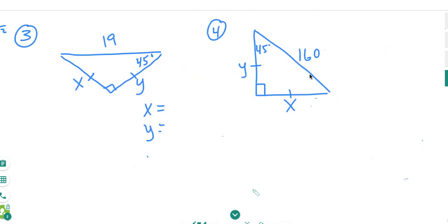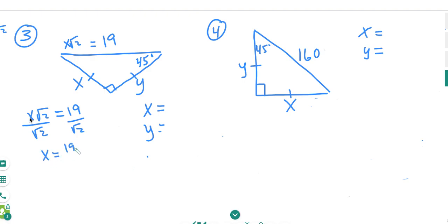Now here we've been given the hypotenuse and we have to find the two legs. So we know that the hypotenuse is going to equal x times the square root of 2. So x square roots of 2 is equal to 19. Divide by the square root of 2 because it's multiplying x here. And then I have x is equal to 19 divided by the square root of 2.